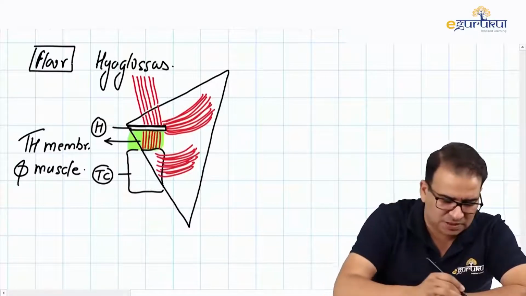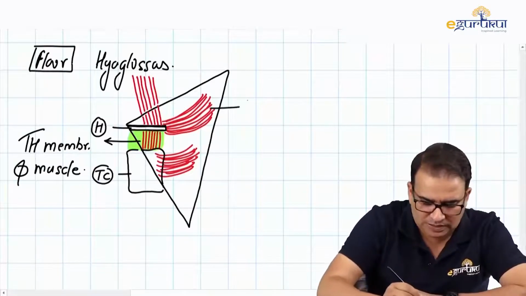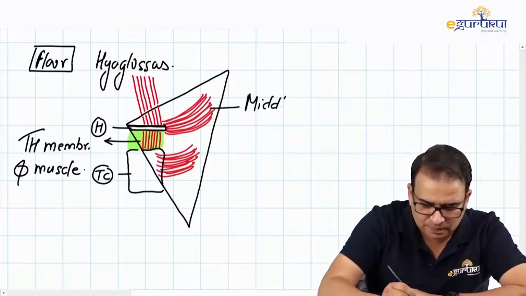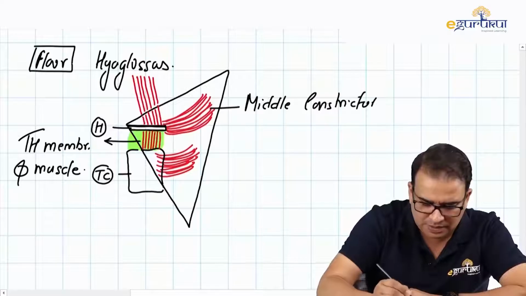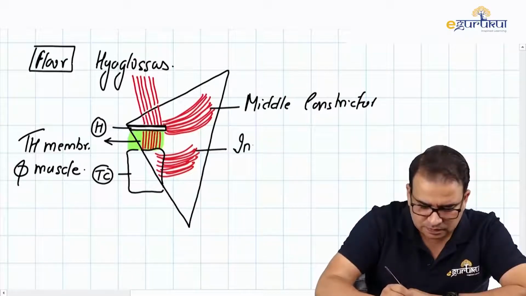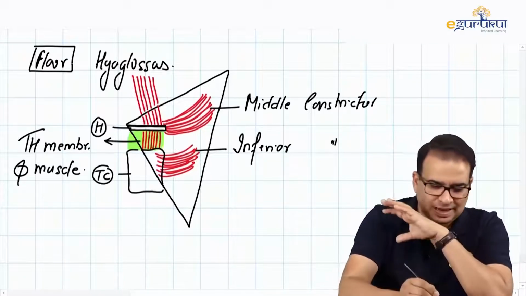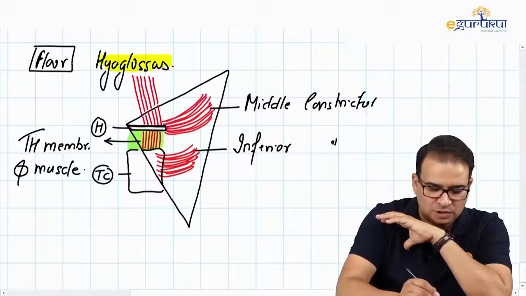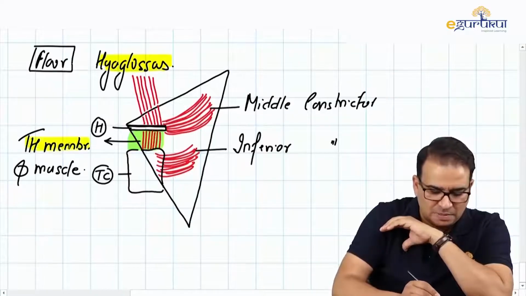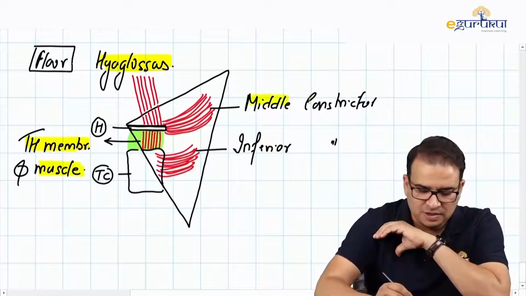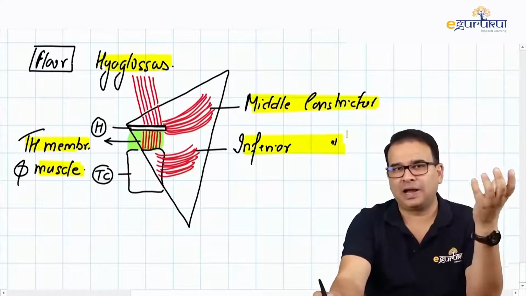So the two constrictor muscles which will be seen in the floor, one is the middle constrictor, and here we have the inferior constrictor. So these are the structures present in the floor: hyoglossus muscle, thyrohyoid membrane and muscle, inferior constrictor muscle, and the middle constrictor muscle. These are the ones in the floor here, along with the hyoid bone and thyroid cartilage.